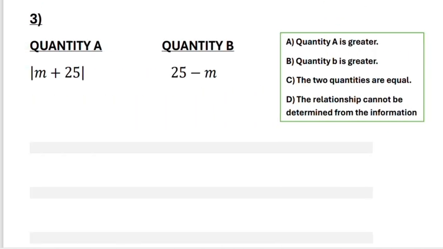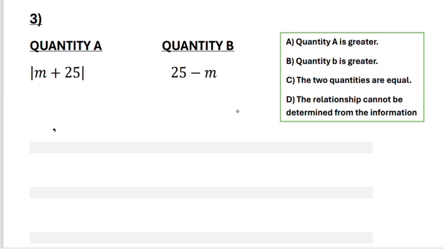For question 3, we are asked to compare quantity A and quantity B, the magnitude of m plus 25 and 25 minus m. So how exactly do we attack this? We're just going to plug in values. We have to think about it and put in very precise values.